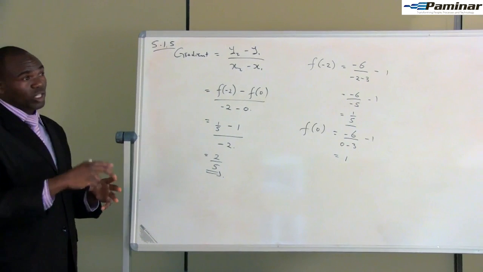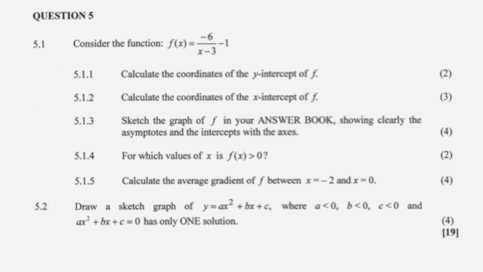Now the last one, on question number 5, it says, draw a sketch graph of y is equal to ax squared plus bx plus c. Give me a moment to do this. Please take note of those conditions that are given there, where a is less than 0, b less than 0, and also c. And the condition that ax squared plus bx plus c is equal to 0 has only one solution.